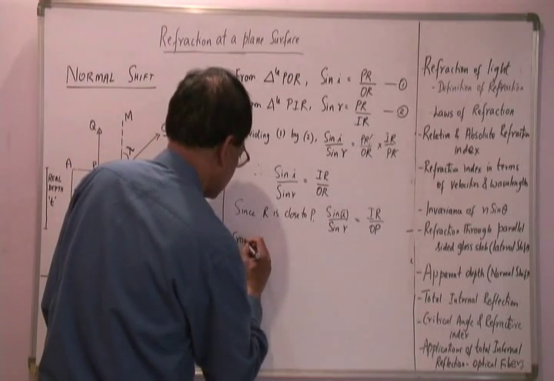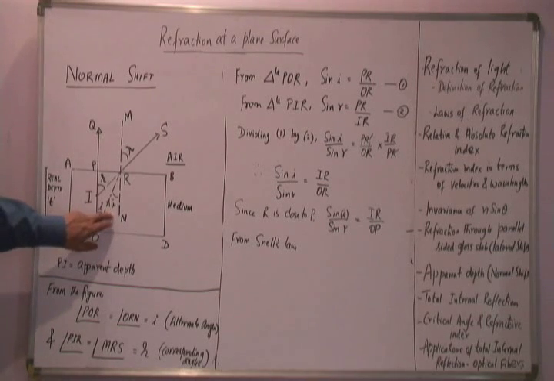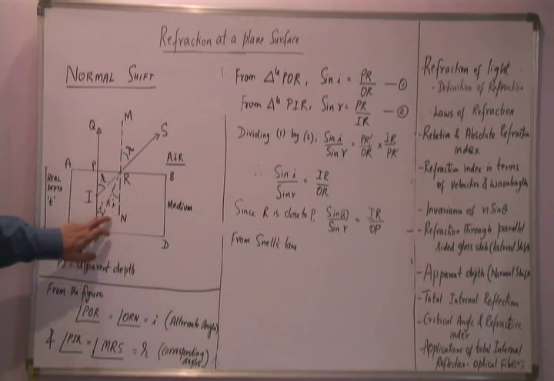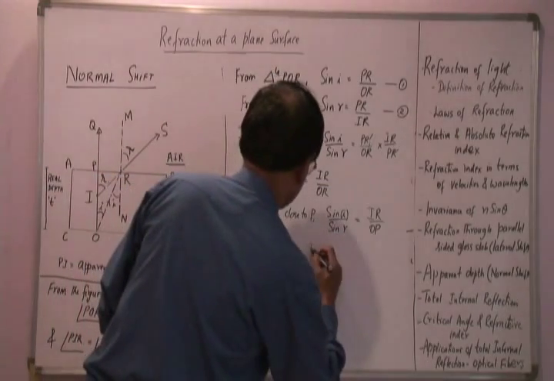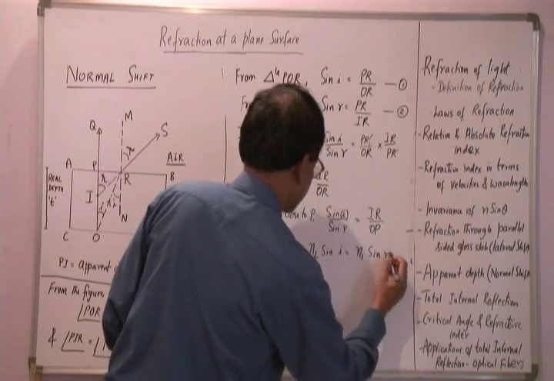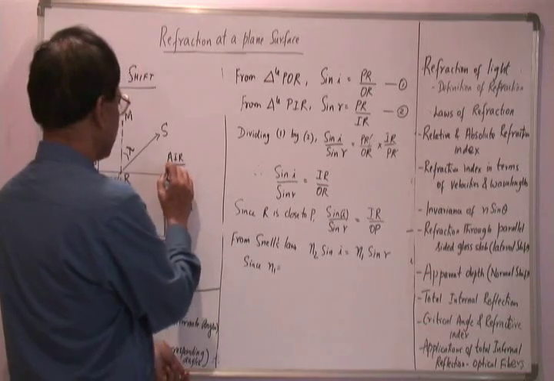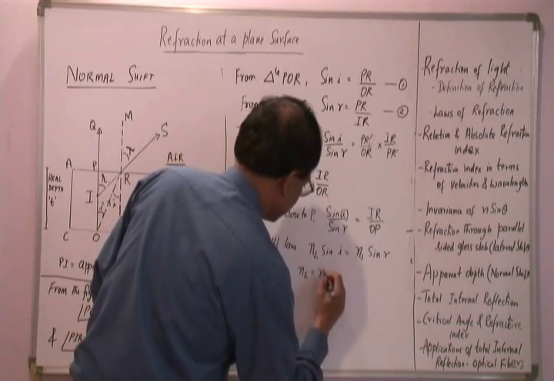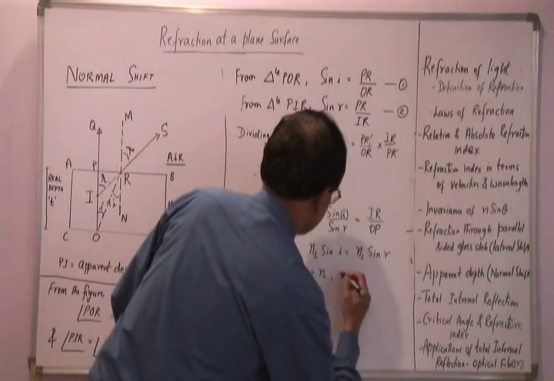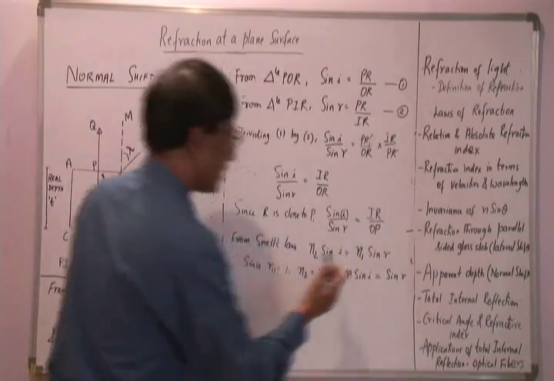Now again from Snell's law, I know that if N2 is the refractive index of this medium and N1 is the refractive index of air, then I have N2 into sin I is the same as N1 sin R. And since N1, the refractive index of air, is equal to 1 and N2 is equal to N, I'm considering the absolute refractive index of this medium to be N, then N2 sin I will become N sin I is the same as sin R, because N1 is 1.